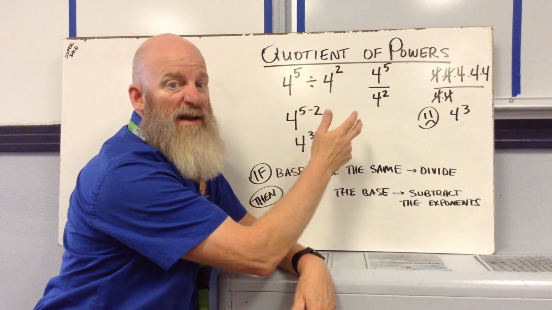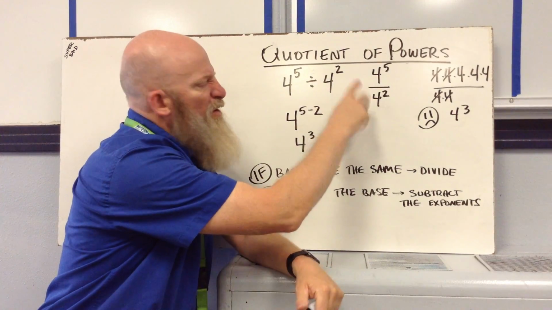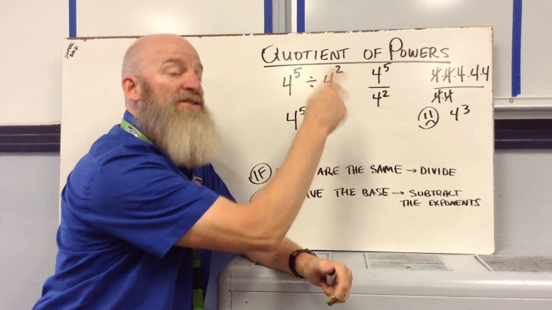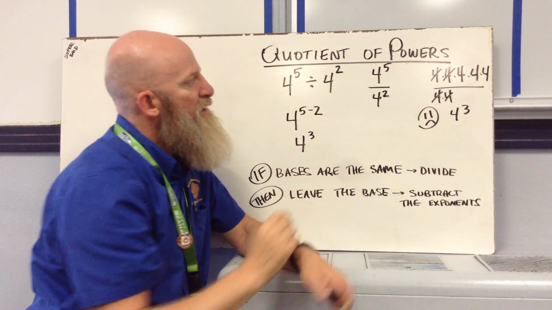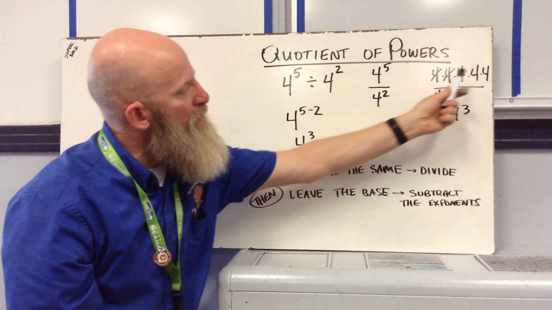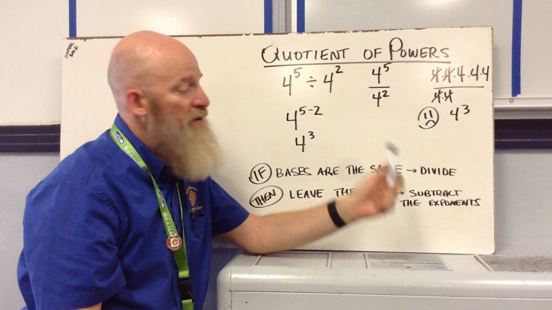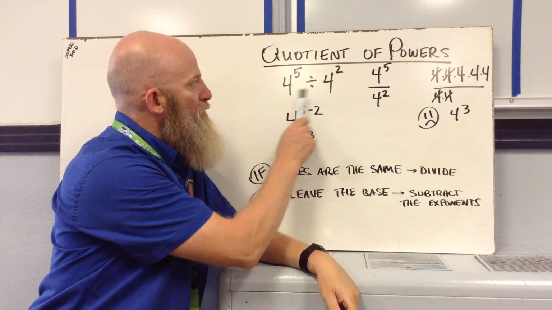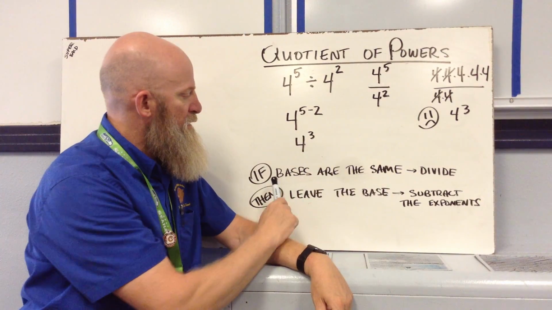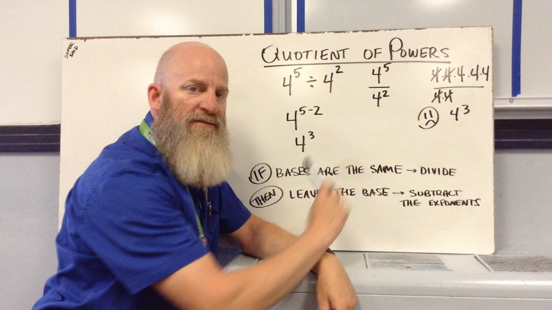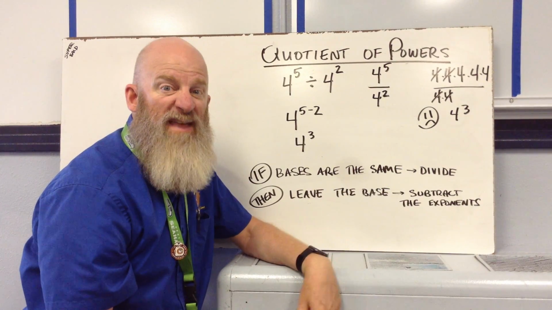So let's see what that looks like. 4 to the fifth divided by 4 to the second. Here's another way to write that. Sometimes kids get confused that, oh, this one's a fraction, it's not division. Fractions are division. So either way you write it, it's division. Now, if you didn't know the rule, you'd be doing it longhand and canceling them out. And that makes me sad because that's way too much work. Let's learn the rules and know that we leave the base the same and subtract the exponents. So if the bases are the same and you're dividing, leave the base the same and subtract the exponents. That's rule number 2.